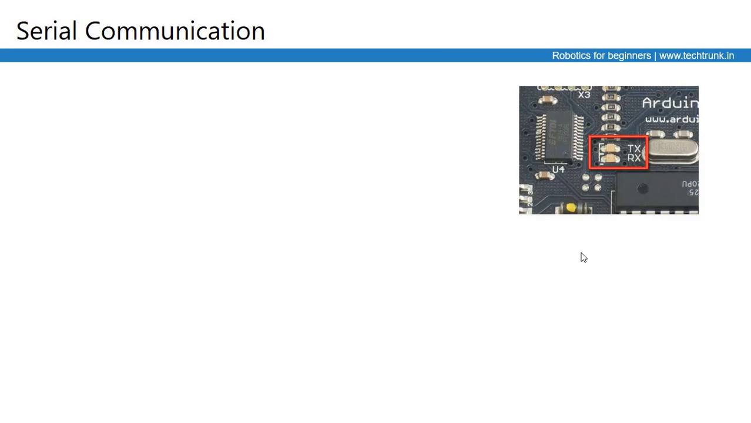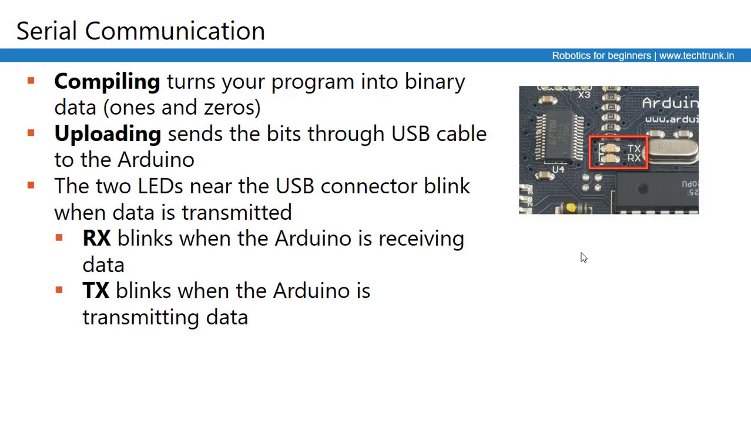In case of Arduino Uno, we have two LEDs on the board, that is the TX and RX LED. Whenever the Arduino is transmitting any data, the TX LED will glow, and whenever the Arduino is receiving any data, the RX LED will glow. Whenever you compile any program in Arduino, the compiling turns our program into binary data, that is 0 and 1, a set of 0101 data. And when we upload the program, the Arduino software on our computer sends the serial data through the USB cable into the Arduino, and you might notice that the RX and TX LEDs on the Arduino glow while uploading a program to Arduino.